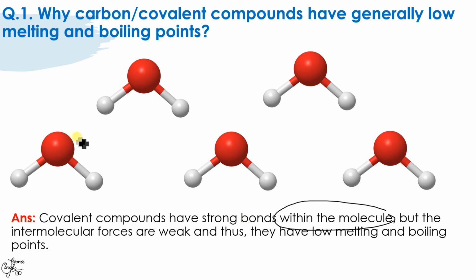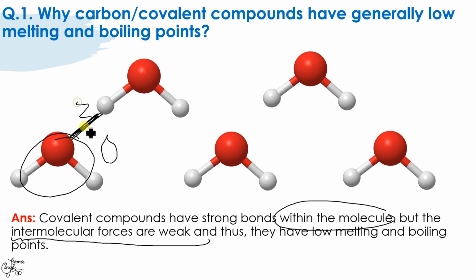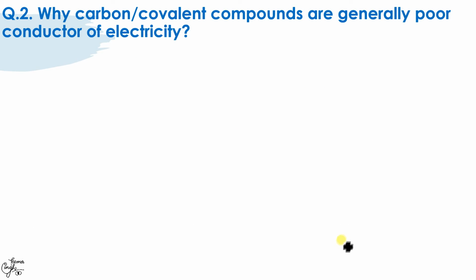Within means, look at this water molecule. Oxygen and hydrogen are held together by strong covalent bonds, but they have weak intermolecular forces of attraction. This force is weak. Fine. So you have to supply little heat and these forces break. The intermolecular space increases, the intermolecular force of attraction decreases, and a solid converts into liquid or a liquid converts into gas. And thus they have generally low melting and boiling points. Moving on to the next question.